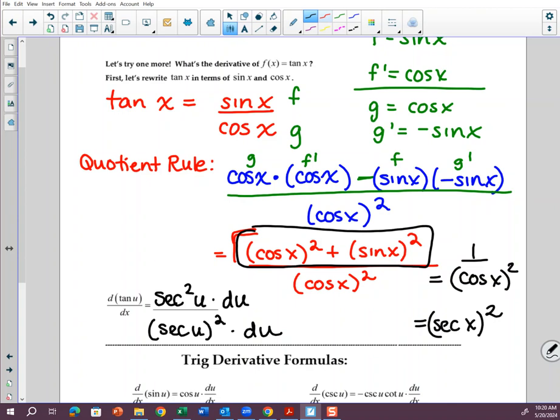But this nice little quotient rule activity with sine over cosine, if you buy the derivatives of sine and cosine working the way they work, it leads really nicely to show how algebraically the derivative of the tangent ends up as the secant squared.